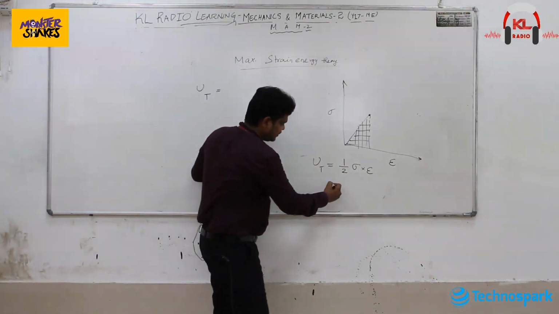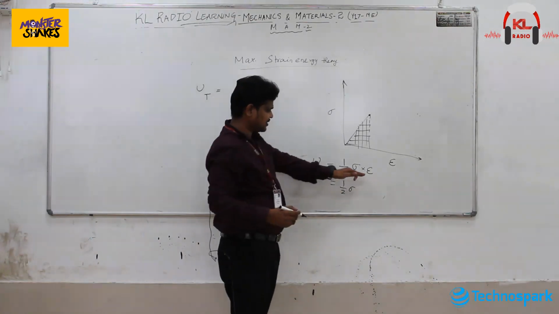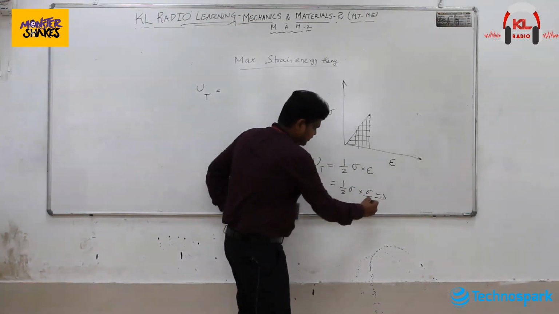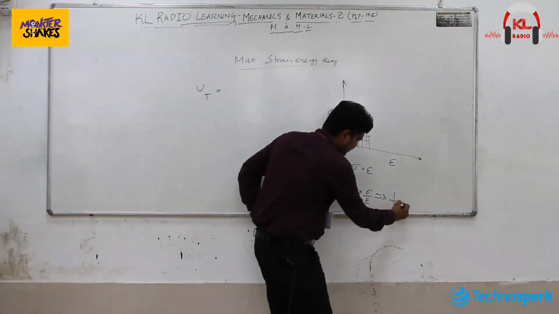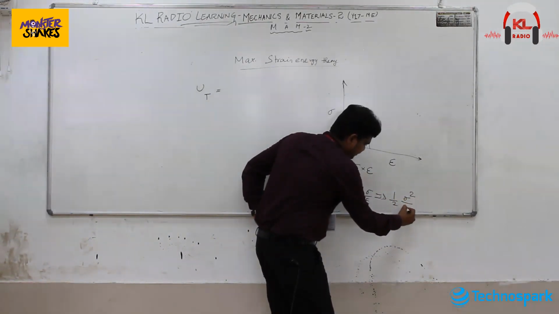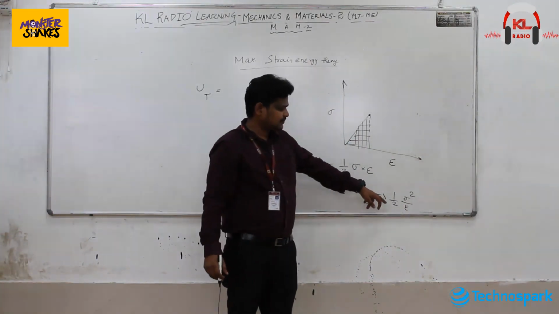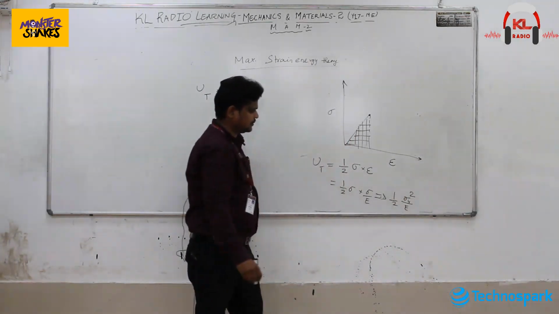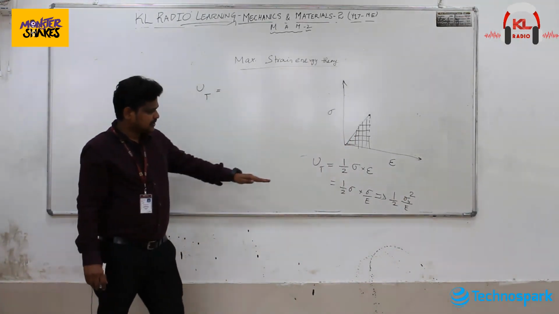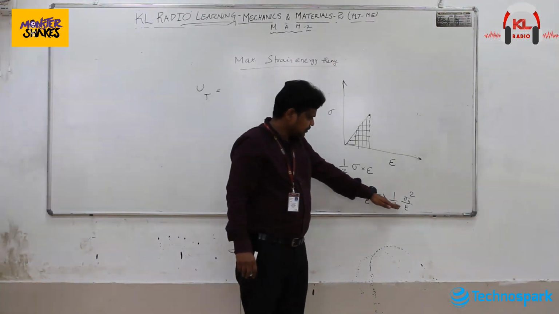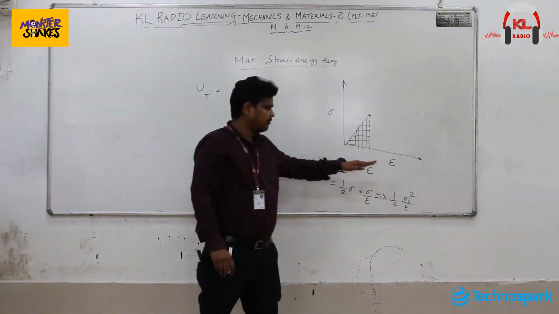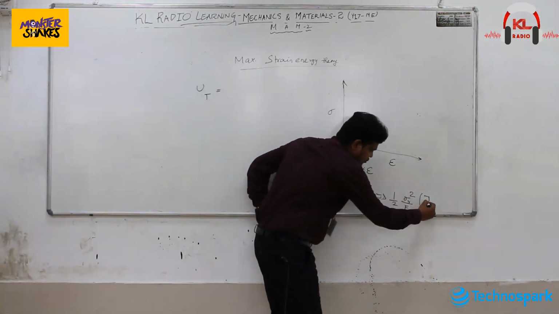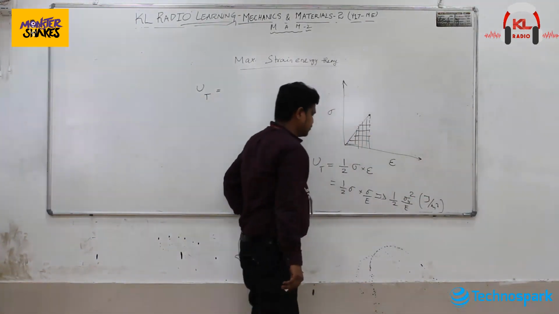Now again we know that the strain from Hooke's law can be written as stress by Young's modulus, then it will be reduced to half of sigma square by E. Since we are calculating the values corresponding to yield, this equation can be turned to sigma y square divided by E. So that is the total strain energy per unit volume of a material under uniaxial loading condition. So the unit is joules per meter cube.